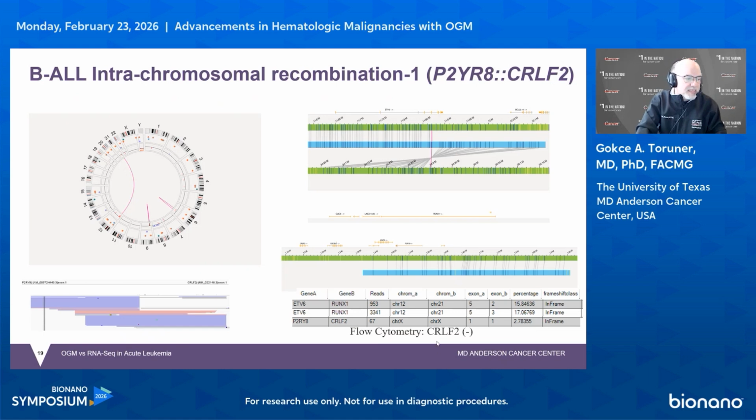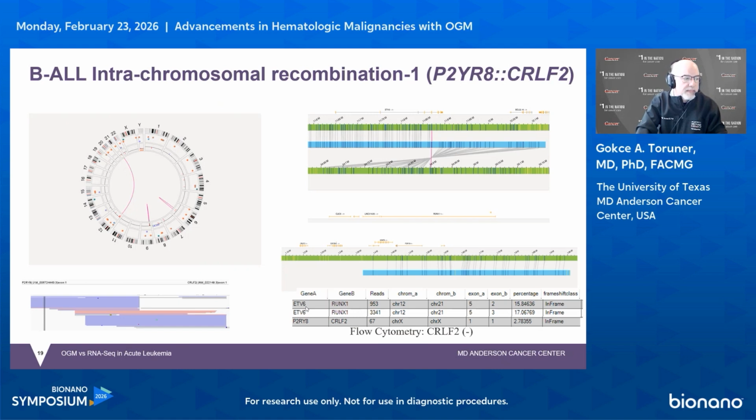This case had flow cytometry where CRLF2 was negative. And the molecular assay is showing the fusion, which is in frame, but it's just 6-7 reads, not that much. And based on the OGM data, there is no way to ascertain the existence of that fusion.